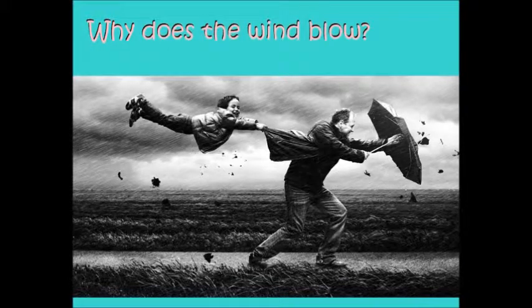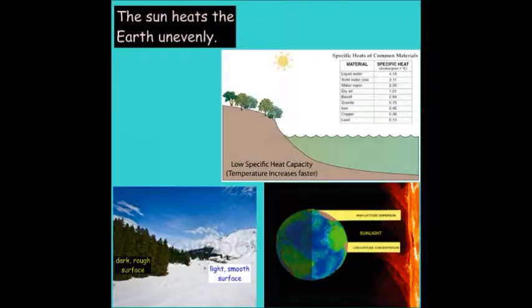The topic that we're going to explore this week is why does the wind blow? And the first part of the answer to that question is that the sun heats the earth unevenly. And there's three reasons for this. The first is that different materials on the Earth's surface have different specific heat capacities, which is to say some parts of the Earth heat up faster than other parts.